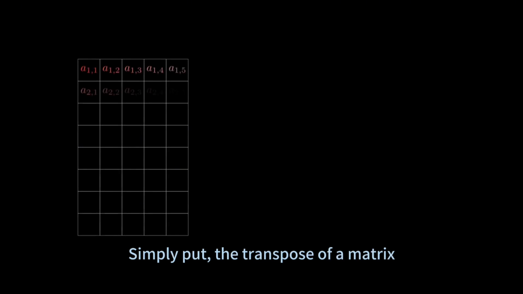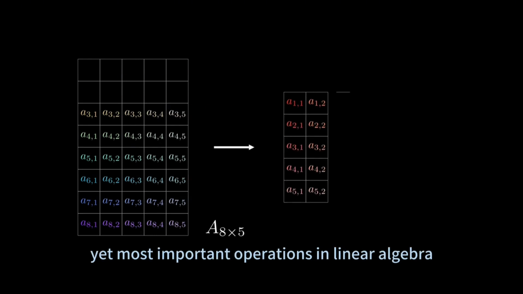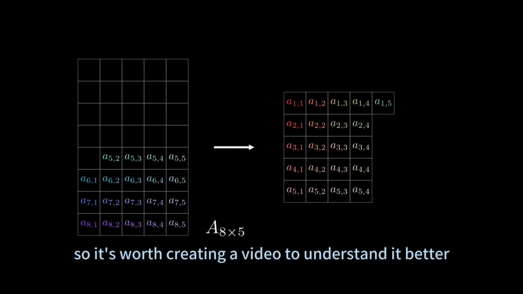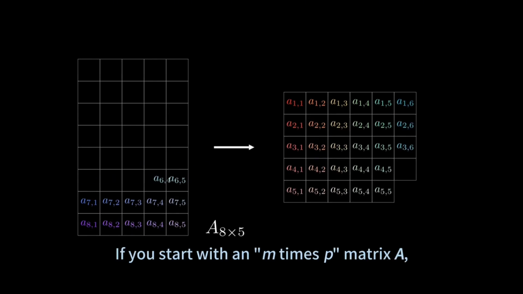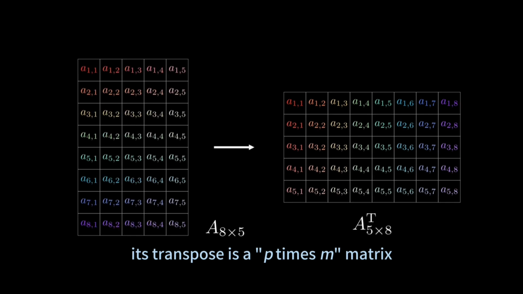Simply put, the transpose of a matrix is what you get when you swap its rows and columns. Transposing a matrix is one of the simplest yet most important operations in linear algebra. It is something people often get wrong, so it's worth creating a video to understand it better. You start with an M times P matrix A. Its transpose is a P times M matrix.